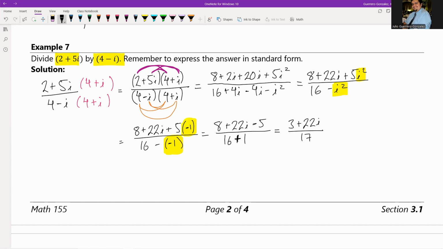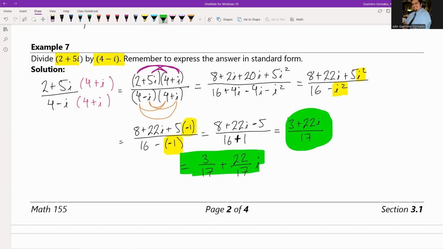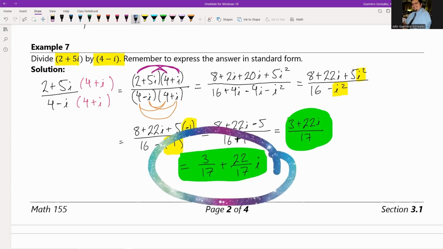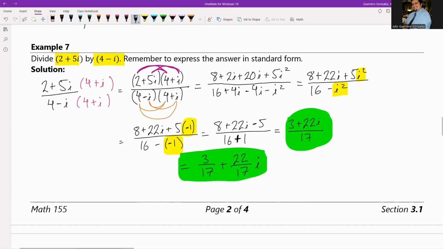So I need to write it in standard form, just in case you guys get a question on this in the online homework. 3 over 17 plus 22 over 17i. Both of these answers, at least for me, are completely valid. One is in standard form, the latter one. The other is in a much more manageable form that's still equivalent. Notice in this standard form, we have the real part and the imaginary part. They're both separated away. That's the only difference.